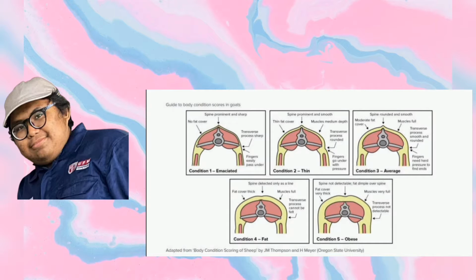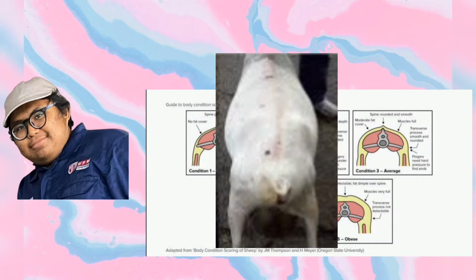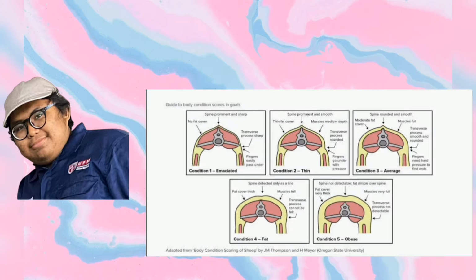For condition 3, backbone are not prominent. Ribs also should not be clearly visible as covered by thin layer of fat. Spine and transverse process are smooth and rounded. Muscles are full with moderate of fat. Flank barely concave.